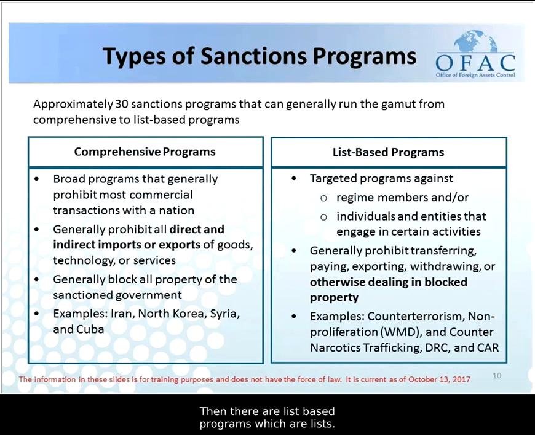Then there are list-based programs, which are lists of particular persons, entities, sometimes government ministries that you are prohibited from dealing with. A list-based program is not necessarily confined to one particular country. They can overlap countries, or they're just not tied to a particular country. For example, the narcotics list is not country-based. Sometimes they do overlap. There are lists that relate to Iran, for example, but there's also an embargo on Iran. As Olga very helpfully suggested, you should make sure that you examine the list as well as the country-based programs.